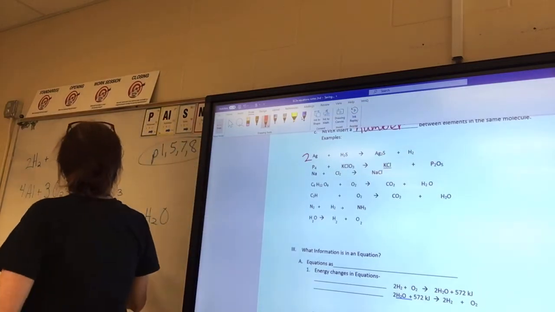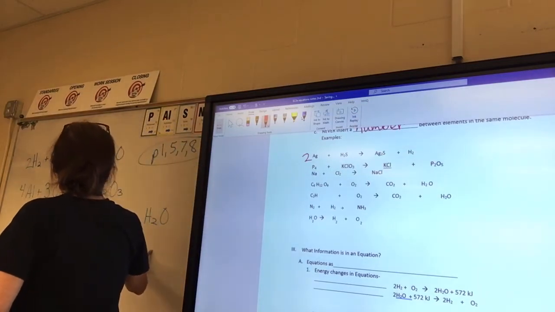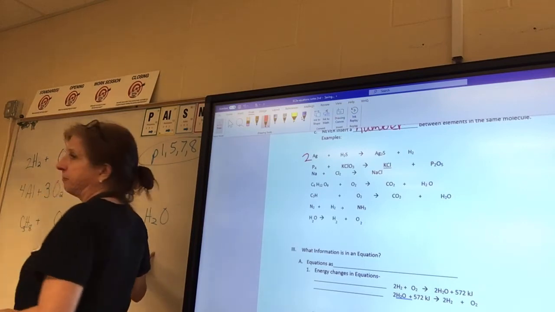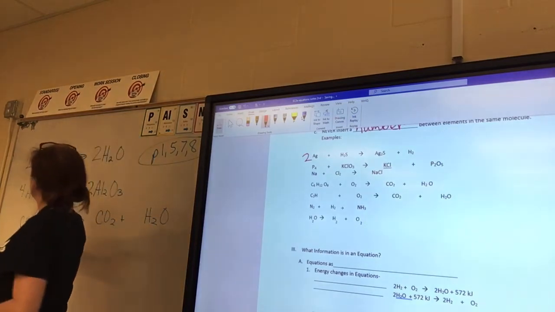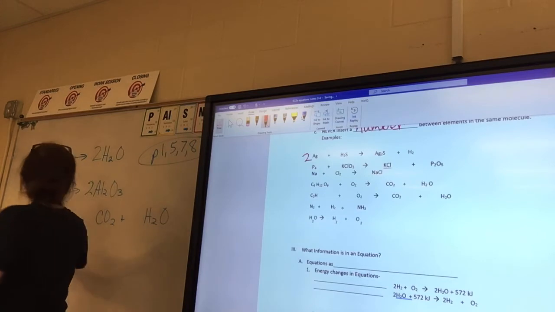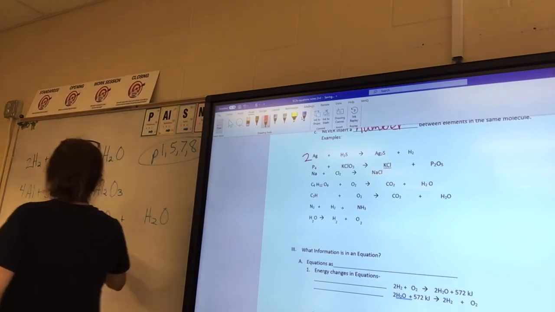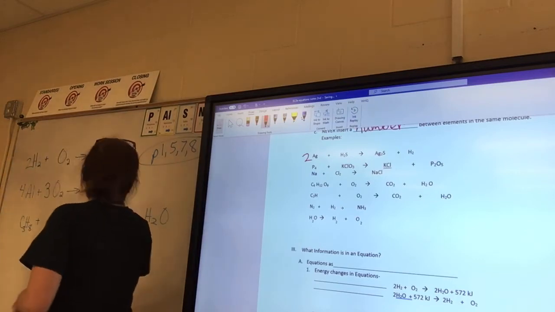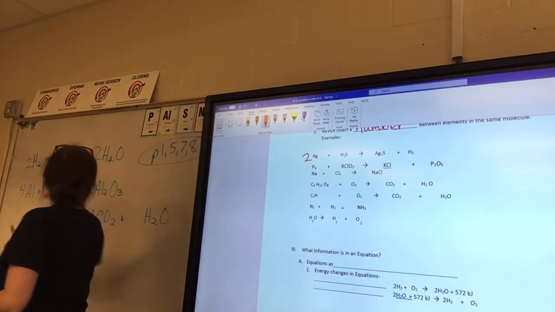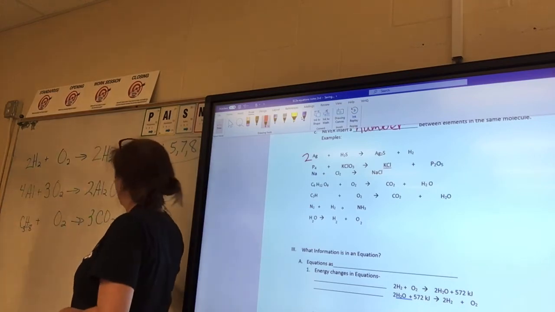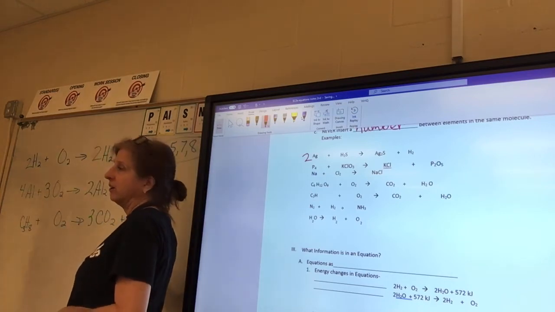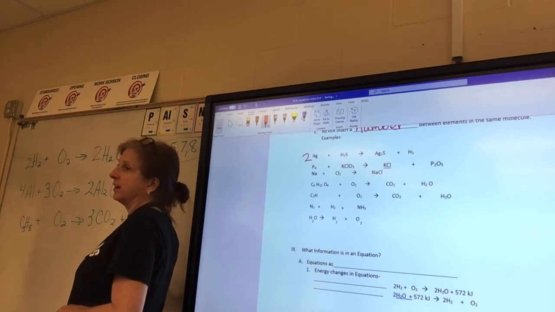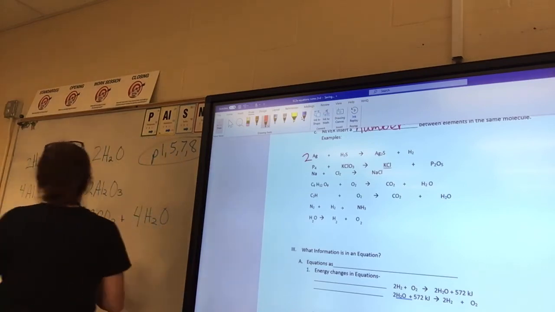Okay, let's do this. Do we want to do that one? Yeah, let's do this one. Okay, how many carbons are here? How many are here? 1. So what am I going to put here? A 3, right? So now hydrogens. I have 8 here and 2 here. So what do I need here? What times 2 is 8? 4. Okay, now let's check the oxygens.